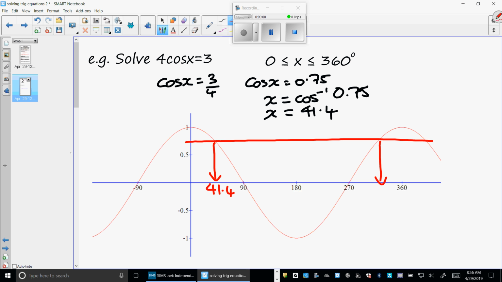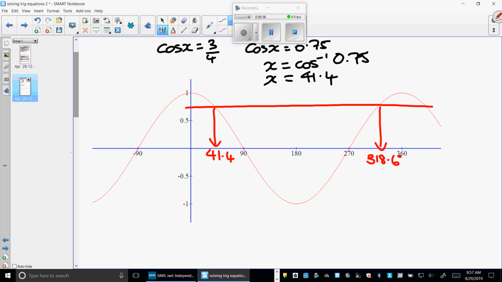How do we find the other one? 360 minus 41.4, yep. Now, obviously, all these numbers are a mixture between 3 and 4 significant figures. When you write your final answer, just make sure you're writing it accurately. And so there are 2 solutions within that range.